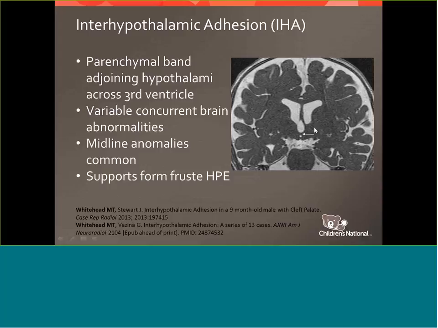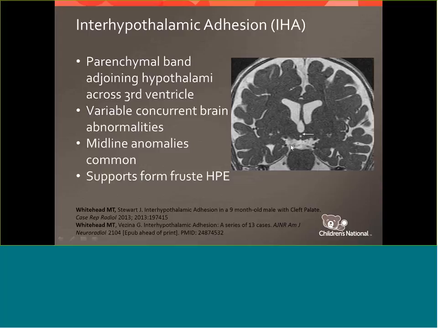How is this different from a hypothalamic hamartoma? Well, it's horizontally oriented. It connects the hypothalami rather than emanating from one hypothalamus, and it spares the mammillary bodies and ventricular floor. So for those reasons, this is really a separate entity.